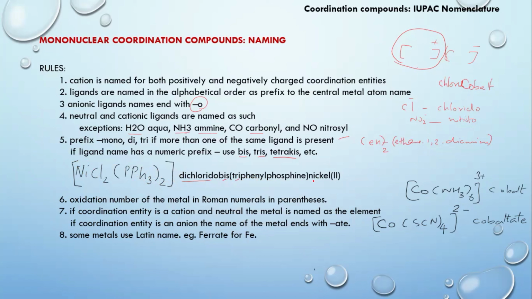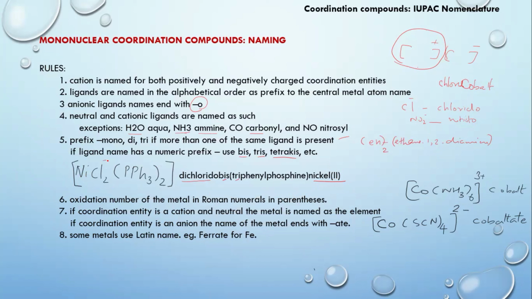So what is this nickel 2? That is the next rule. The oxidation number of the metal in the complex is written in numerals after the metal name inside a parenthesis. For example, here this is a neutral complex.